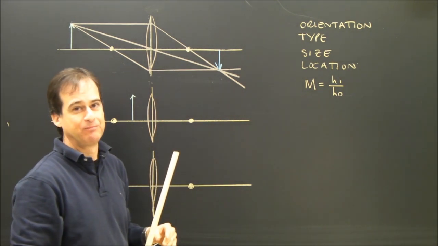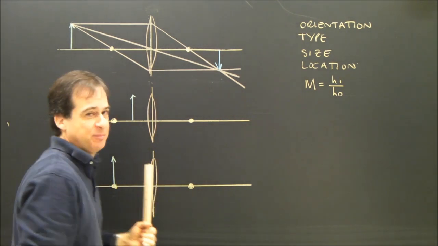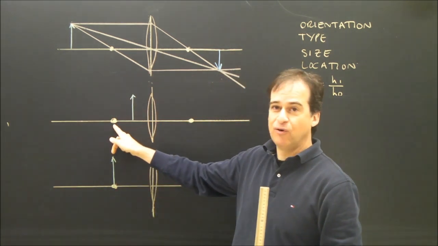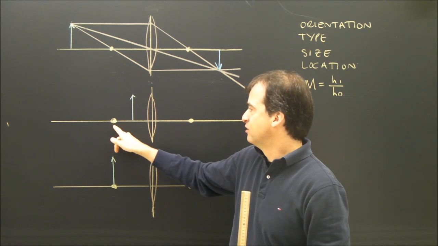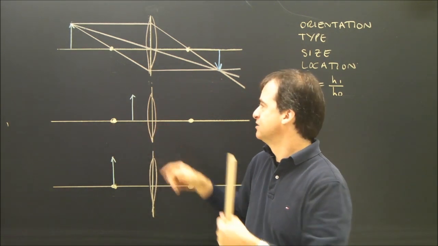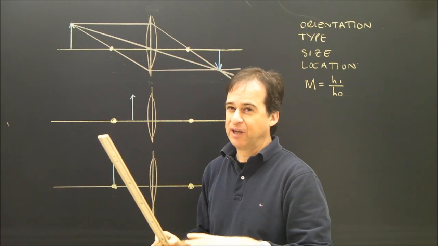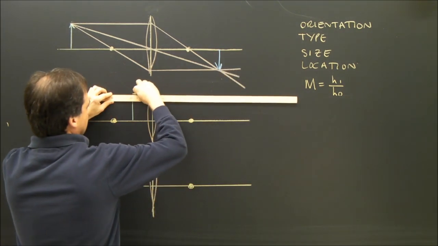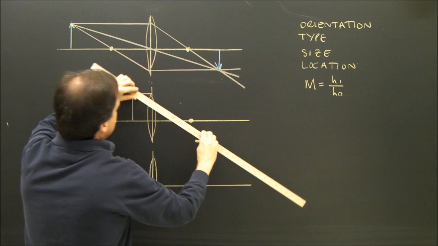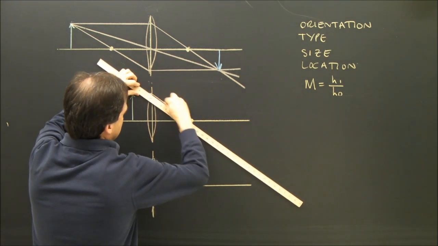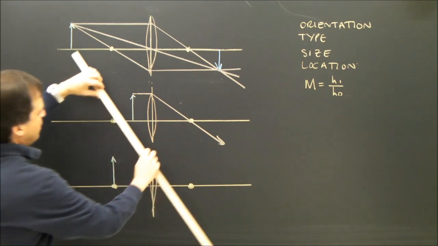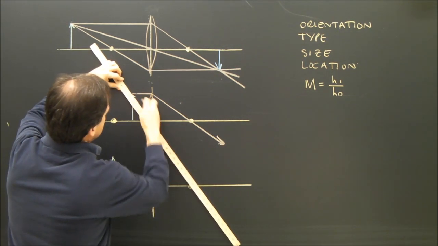The other possibility is that the object is within the focal length, between the secondary focus and the lens. Now this one's a little bit more complicated to draw. So I do a parallel ray, like I did with this one, and it bends and goes through the primary focus. I do a center ray, and it goes right through the center.